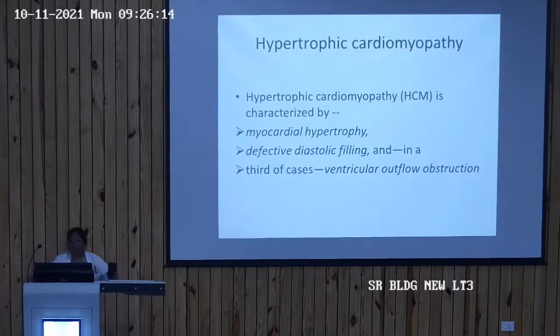The second is hypertrophic cardiomyopathy. In this there is myocardial hypertrophy and defective diastolic filling. That is, the heart is not filled properly. In dilated, it could not contract properly, and in hypertrophic, it is not filled properly. And in a third of the cases, this is due to ventricular outflow obstruction.